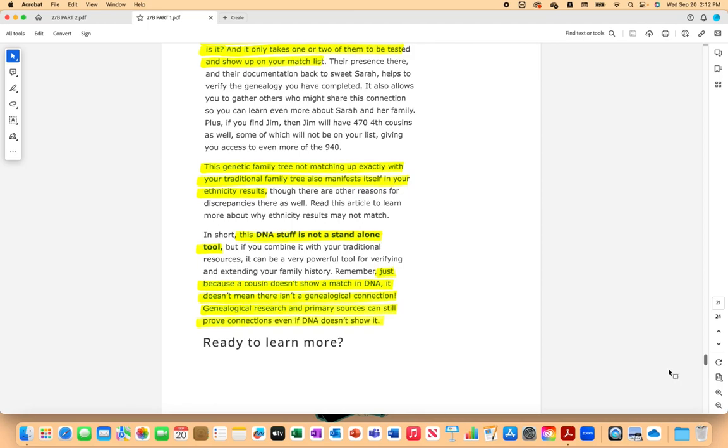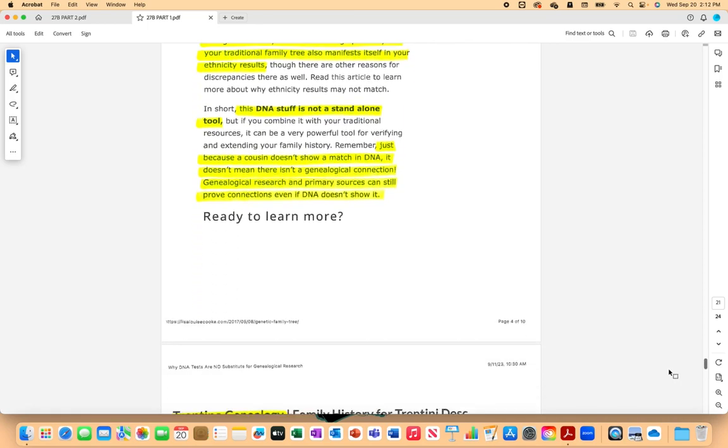This DNA stuff is not a standalone tool. Just because a cousin doesn't show a match in DNA, it doesn't mean there isn't a genealogical connection. Genealogical research and primary sources can still prove connections even if DNA doesn't show it.